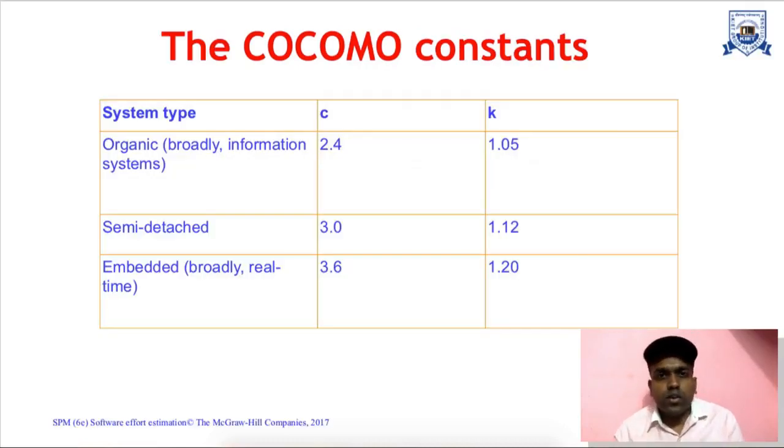As I told you, the COCOMO constants C and K depend on the system type. For example, if it is organic, broadly an information system, then the value of C will be 2.4 and K will be 1.04. If it is semi-detached, then the value of C will be 3.0 and K will be taken as 1.12. And for an embedded system, C will be 3.6 and the value of K will be 1.20.